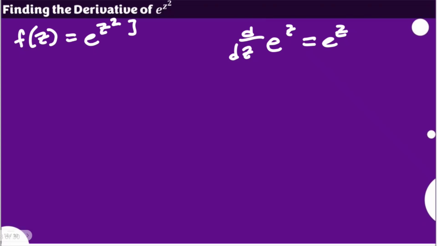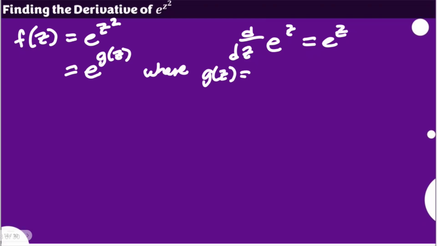But take note, this is when our exponent is just z. But this time, if it's z squared, it's another story. Our exponent is another function. So we can actually express that in this manner, if you would like to. This is just equivalent to e to the power of g of z, where your g of z is z squared. Okay? So that would mean that we cannot just simply invoke this answer and say that the answer is also e to the power of z squared. That is because this is another function.